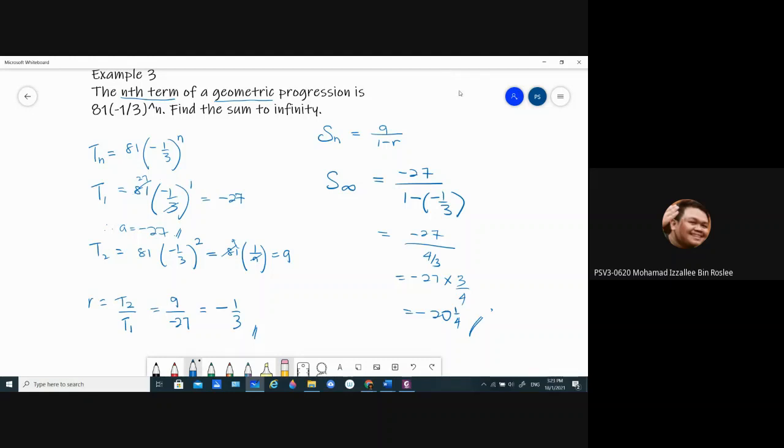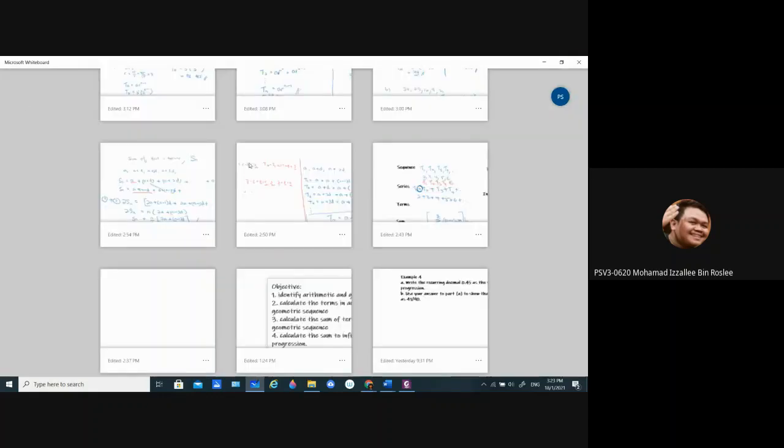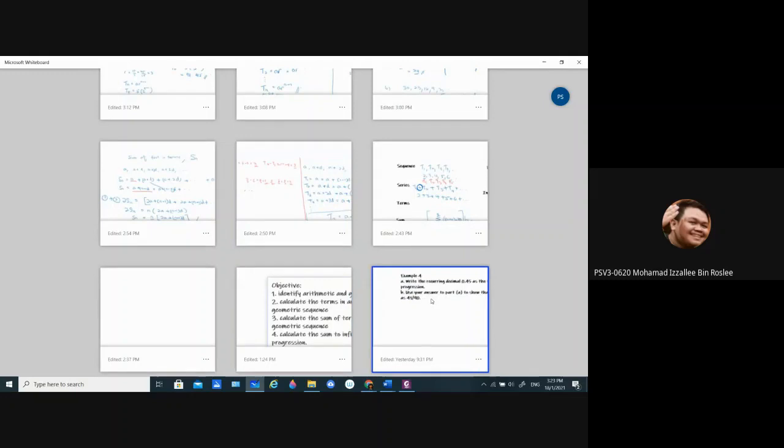Okay, so the keywords that you must look for are geometric progression and sum to infinity. When you see sum to infinity, you know you must use this formula. Okay, let's look at one more example. Then we finish.